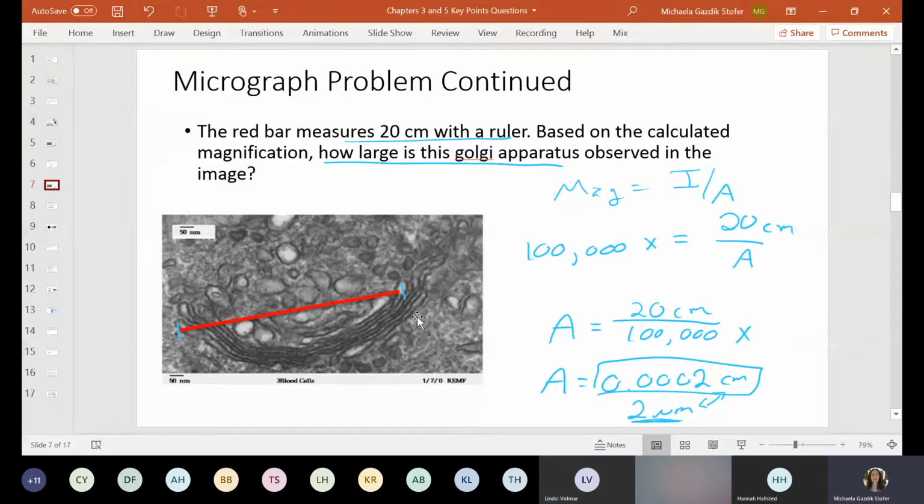So I could have told you in this problem that this image was magnified 100,000 times and you've measured the size of the Golgi and it's 20 centimeters with a ruler. If that's the case, then you wouldn't need to use the scale bar, because I would have already told you the magnification. But if you just have an image and it doesn't have a magnification associated with it, you have to use the scale bar to calculate the magnification, and then you can use the magnification to answer the rest of the questions. Gotcha. Thank you.